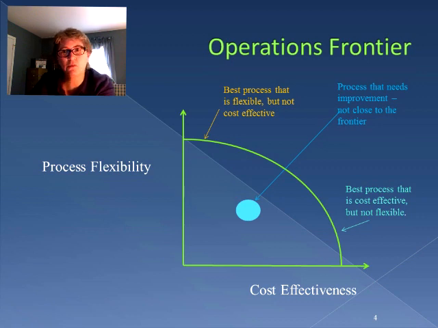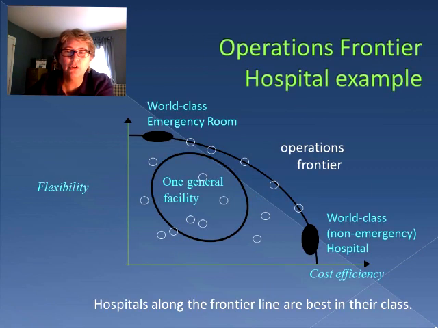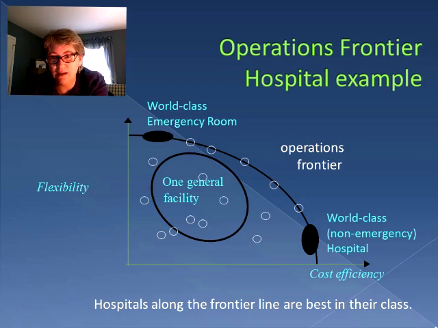If we take a look at a specific example, we take a look at hospitals. On one side, we have cost efficiency, the x-axis, and the other side we have flexibility, the y-axis. At the top, a world-class emergency room has to deal with a lot of different kinds of traumas. They never know what's going to come in, so they have to be extremely flexible. They have to be able to deal with every kind of emergency that arrives at that hospital. But as a result, they give up cost efficiency.